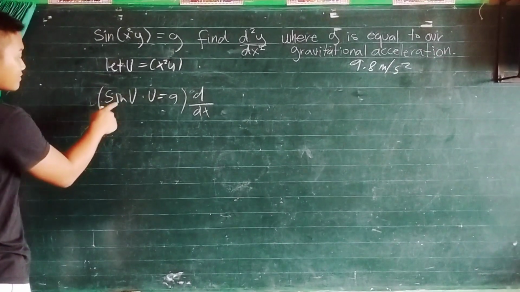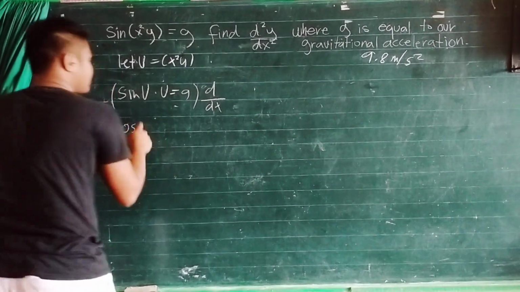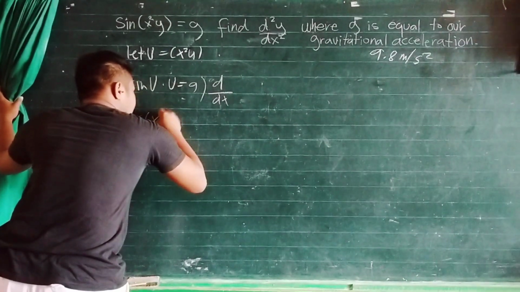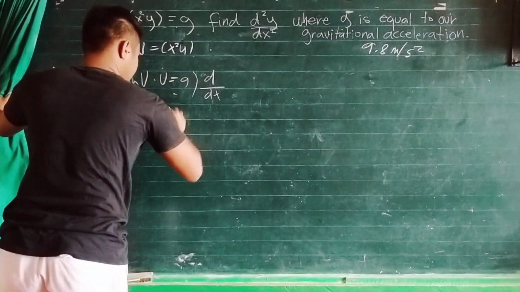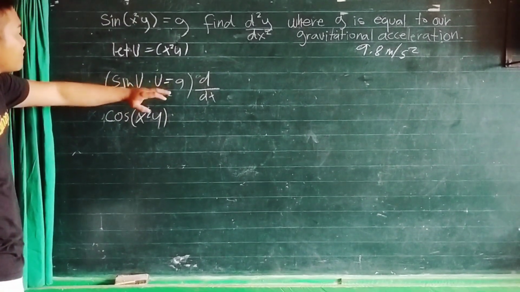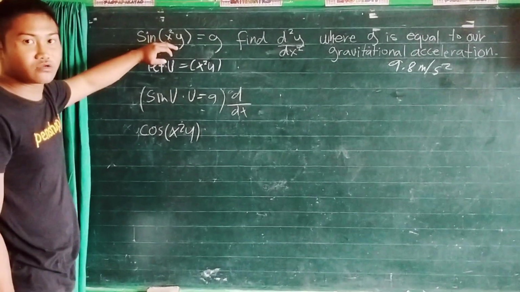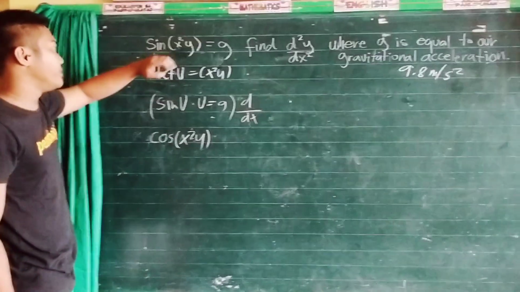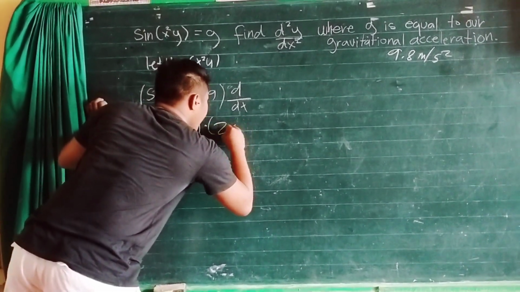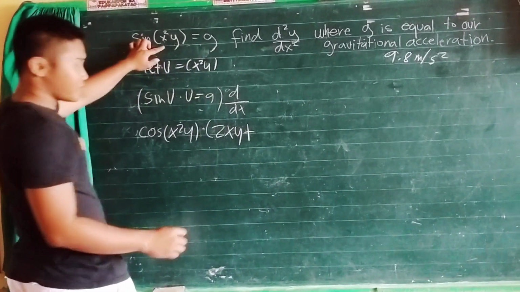So the derivative of sine u is cos u. The value of u is x squared y, so we're going to copy that one, x squared y, multiplied to the derivative of u. Since we have two variables here, we're going to use the product rule. So the derivative of x squared, we're going to use the power rule, so 2x, copy the y, plus, we're going to copy the x squared.